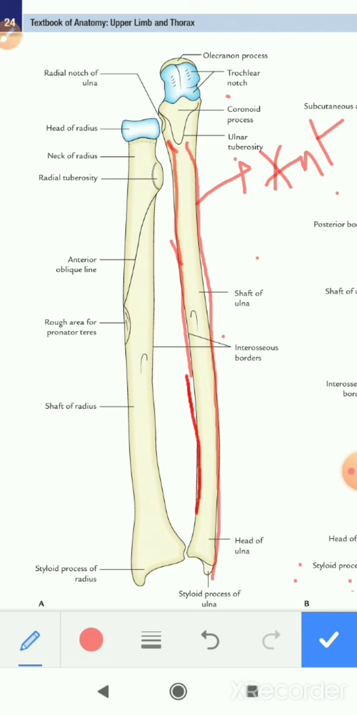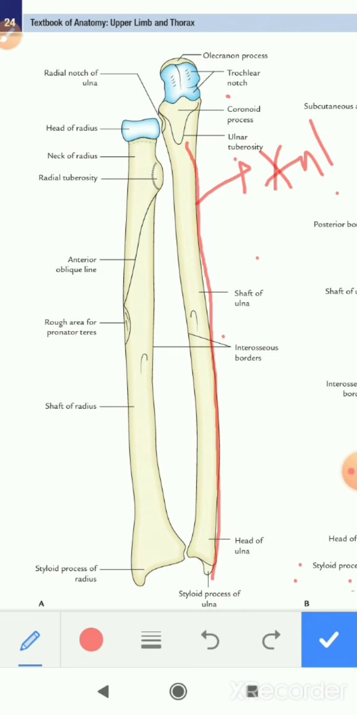So we are drawing the lateral border again. It starts from the supinator crest and in the lower half it is ill defined, that means it is not clearly visible.